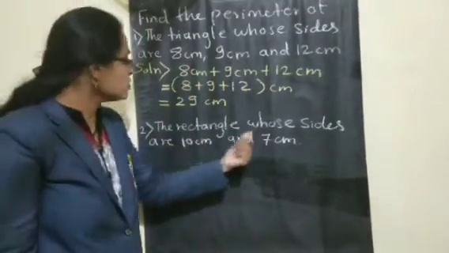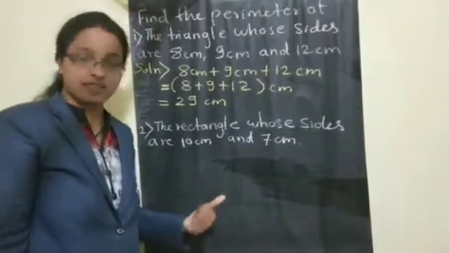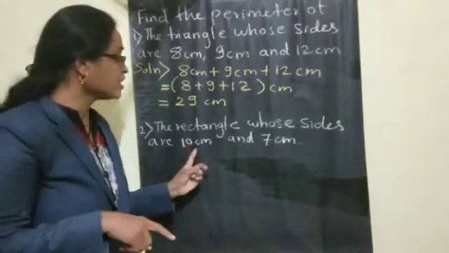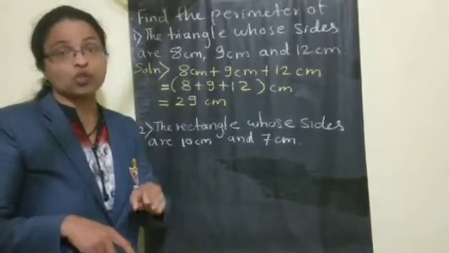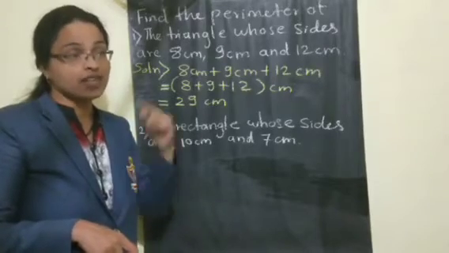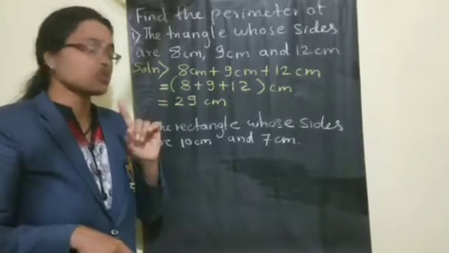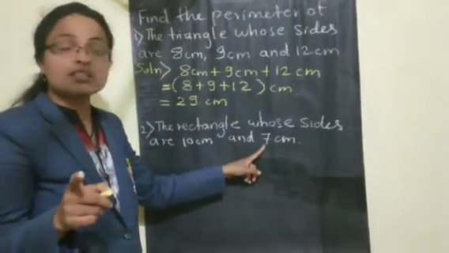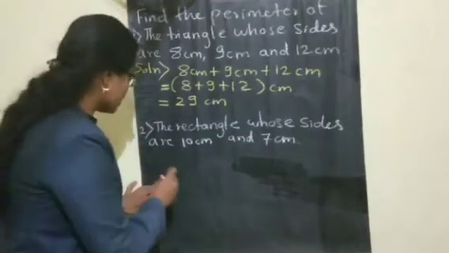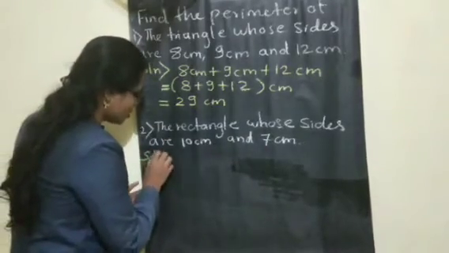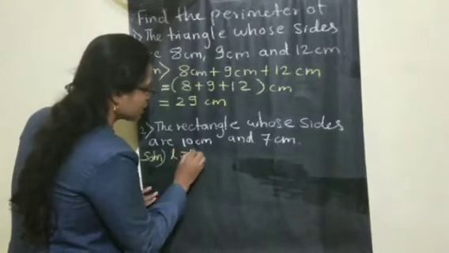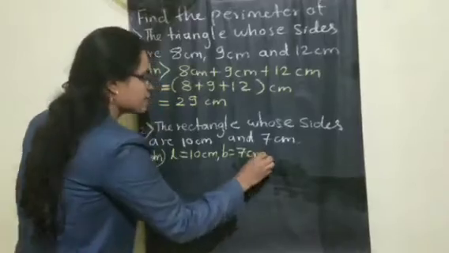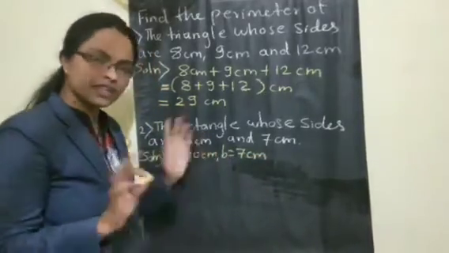The rectangle whose sides are 10 centimeter and 7 centimeter. Now children, a rectangle has 4 sides, but here only 2 sides are given. But we should know that a rectangle has opposite sides equal. And always the bigger side is the length of a rectangle and the smaller side is always the breadth. So how to find the solution? You can write here, length is equal to 10 centimeter and breadth is equal to 7 centimeter. Now we have the length and breadth of the rectangle.